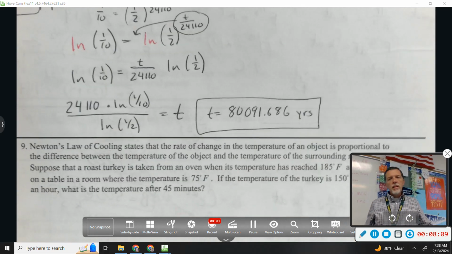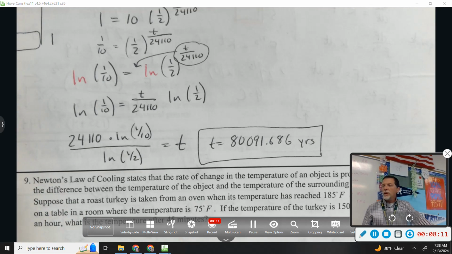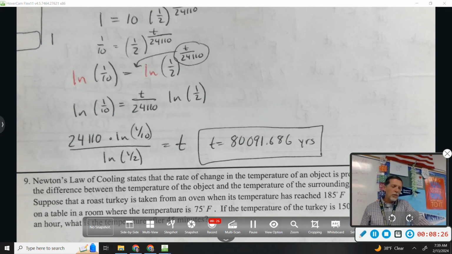So it's a little overkill with 3 decimal places. I can't imagine this model would be that accurate. Plus, it's 80,000 years from now, so who's gonna be around to check? But if it doesn't say, always do 3 decimal places.